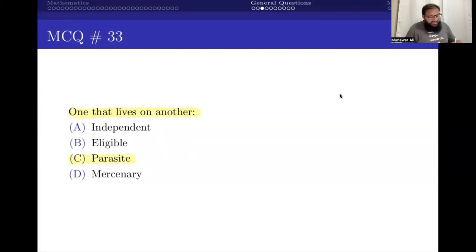So it's neither independent nor eligible. It's neither mercenary. I think mercenary is related to money. So it's not going to be our option. Since this is a definition, one thing that lives on something else is called a parasite in the sense of general science. So the correct option is C.